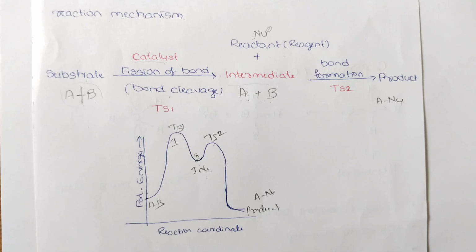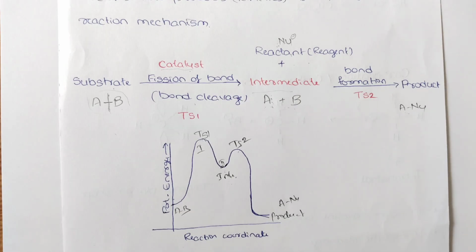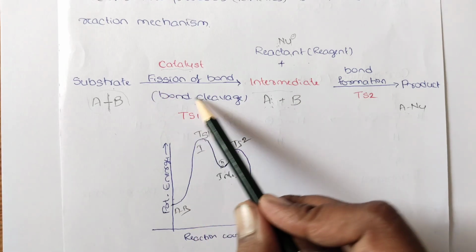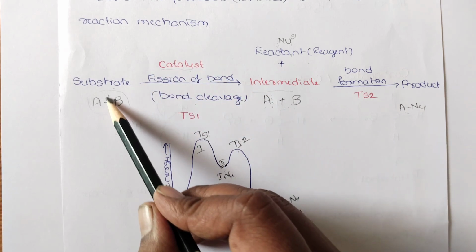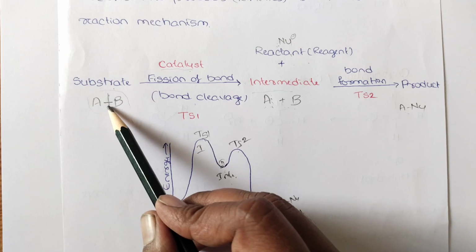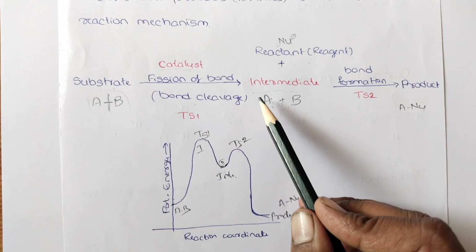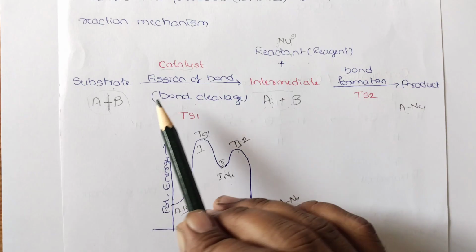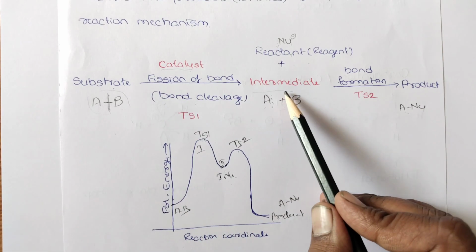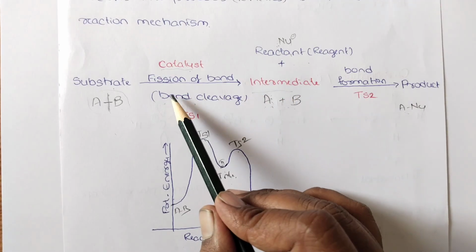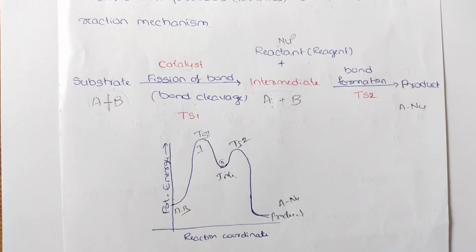Okay, let's discuss the intermediates. Before going to the intermediates, we shall understand this fission of a bond, means bond cleavage, how the bond cleavage takes place, what are the types of bond cleavages. So then only we can determine which type of intermediate will form when different types of fissions take place. The formation of the intermediates also depends upon the fission of a bond. So let's begin with the fission of a bond.